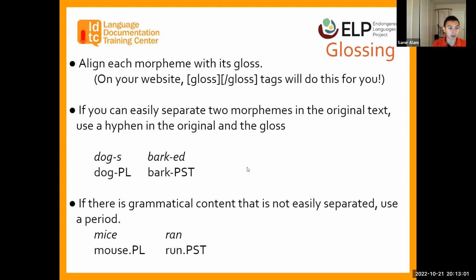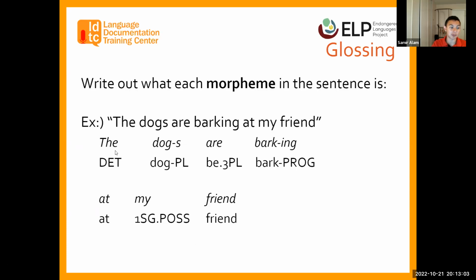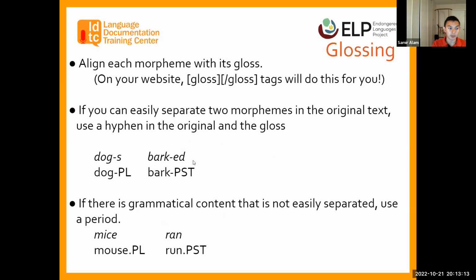Some more tips about glossing: align each morpheme with its gloss, right? So here each morpheme is directly below its gloss, which indicates what it means. If we can easily separate 2 morphemes, then use a hyphen. I have a base and a suffix here, so I'm going to separate my suffix from my base using a hyphen. Same thing in barked: I have bark as my base, ed as my suffix. It's easily separable. And if there's grammatical content that's not easily separated, use a period. So mice from mouse, as we talked about, that's alternation.